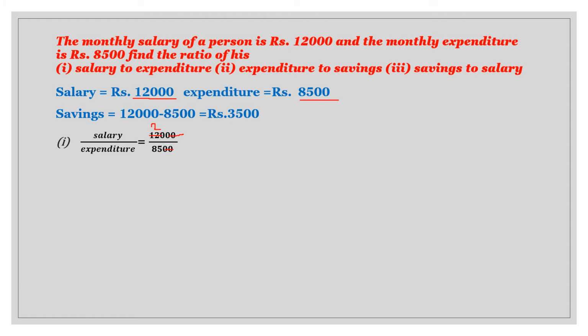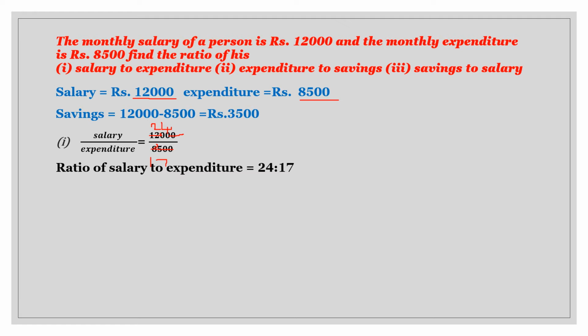So this will become 20. 5 4s are 20. So I get 24 here. And here 5 ones are 5, 6, 7, 8, so 3 is there. So this will become 35. 5 sevens are 35. So what is my answer? 24 is to 17. So I can say that the ratio of salary to expenditure is 24 is to 17.